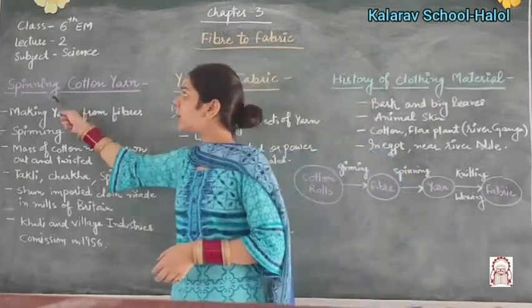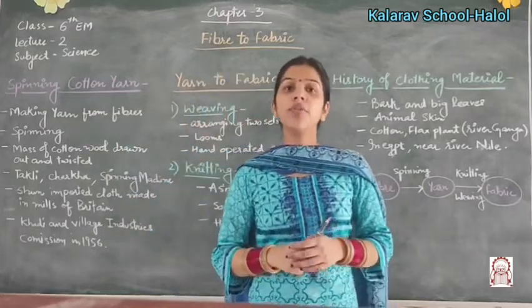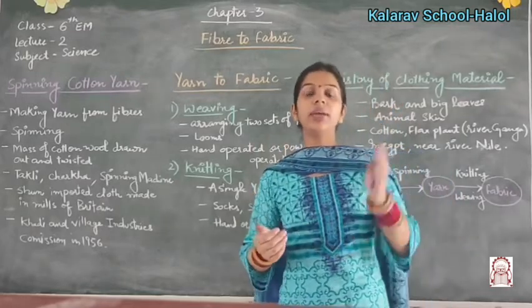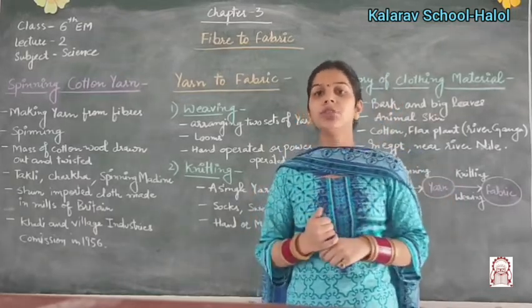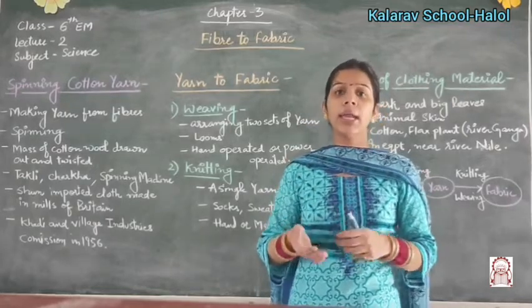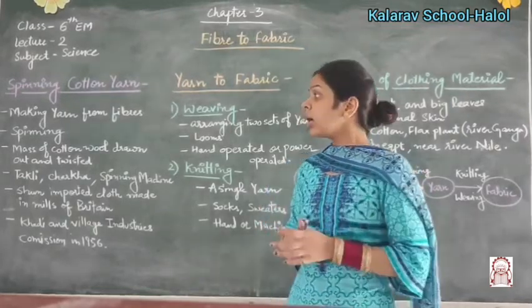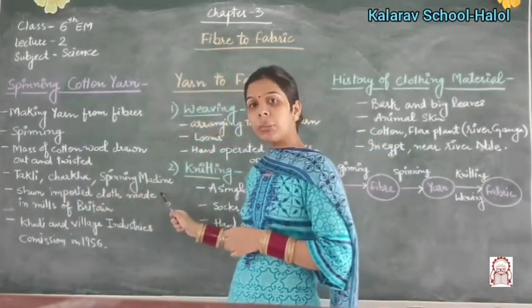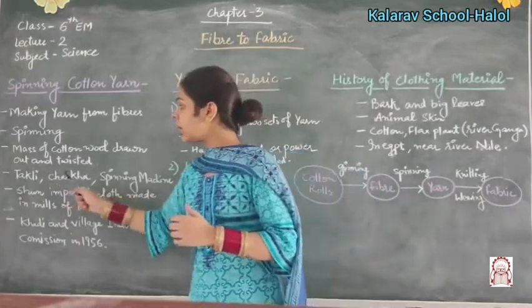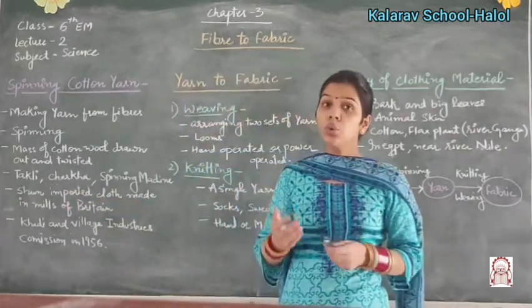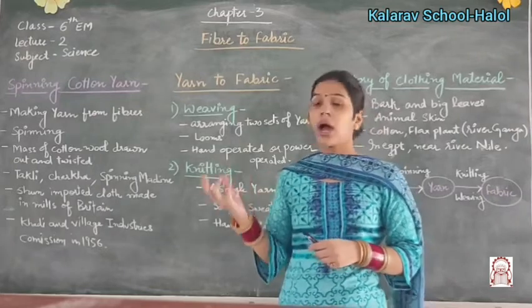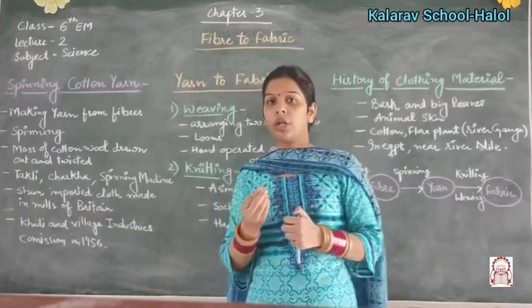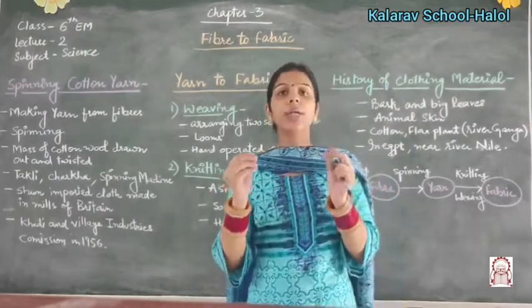Firstly, spinning of cotton yarn. The process of converting fiber to yarn is called spinning. It can be done by a number of instruments, that is takli, charkha or spinning machine. Spinning machine can be used on a large scale, but takli and charkha can be used for spinning cotton yarn on a small scale. In this process, a mass of cotton wool is drawn out and twisted.